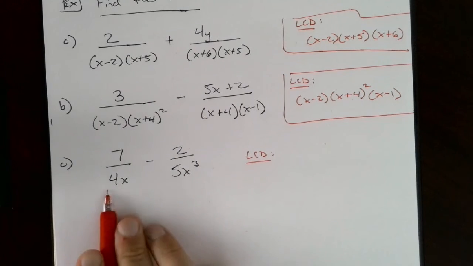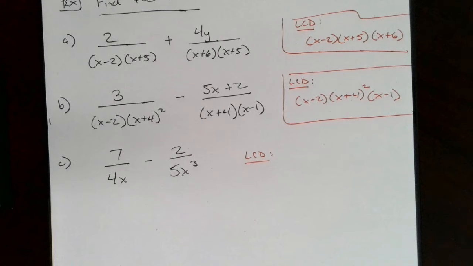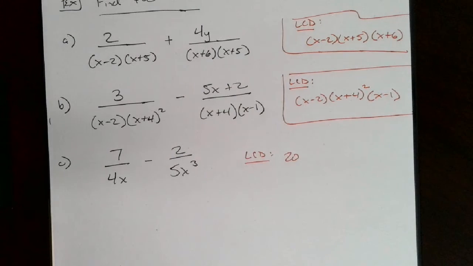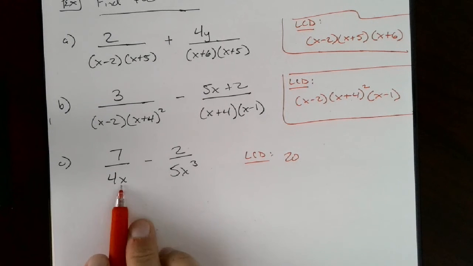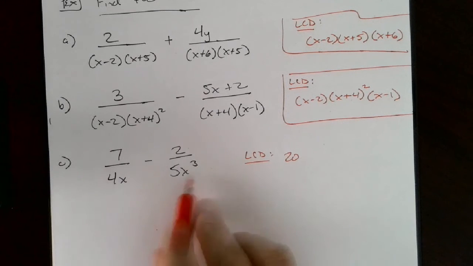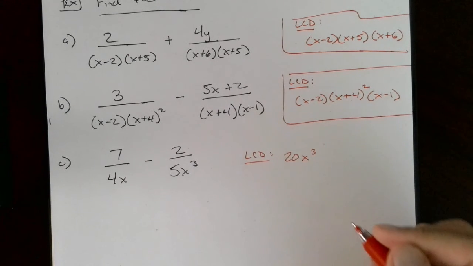For the coefficients 4 and 5, you really want the smallest number that 4 and 5 are both factors of. The smallest number that 4 and 5 both go into evenly is another way of saying that. Well, that's 20. And you should know that. And then for the variables x and x to the third, these are like their own factors. So I have x, that's a factor. What power do I need on it? Well, the highest power I see is x to the third.